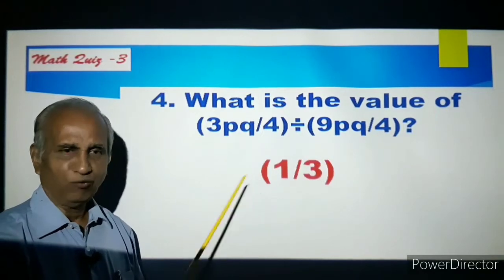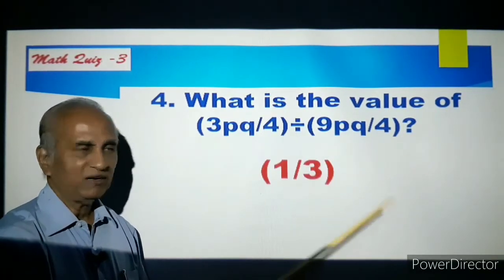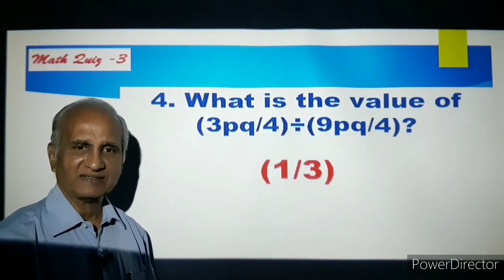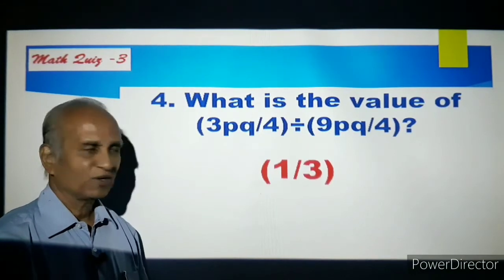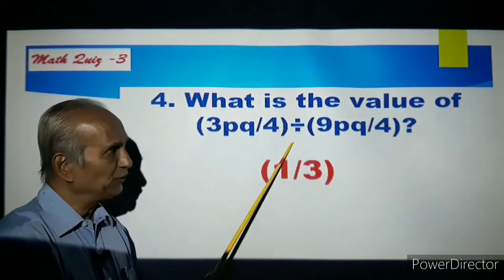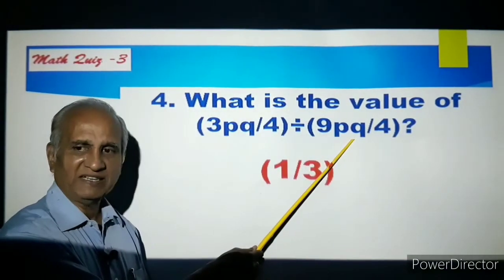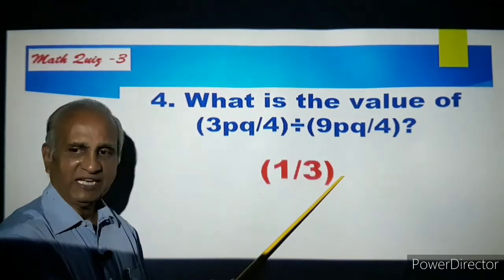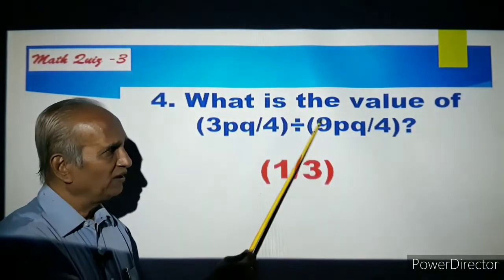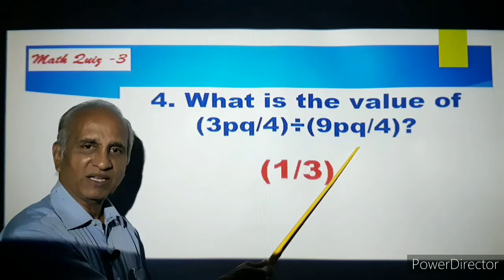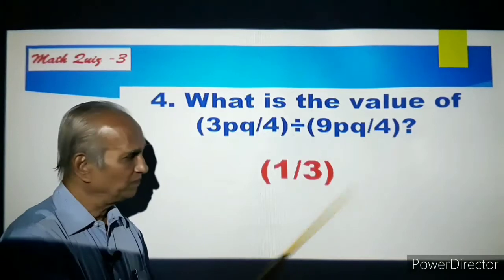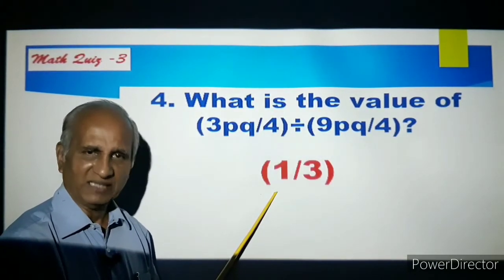3pq over 4, 9pq over 4. Now, when you divide two algebraic fractions, you do cross multiplication: 3pq by 4 into, this becomes upside down, 4 by 9pq. 4 and 4 get cancelled. 3pq goes 3 times in 9pq. So the numerator is 1, denominator is 3. Answer is 1 by 3.